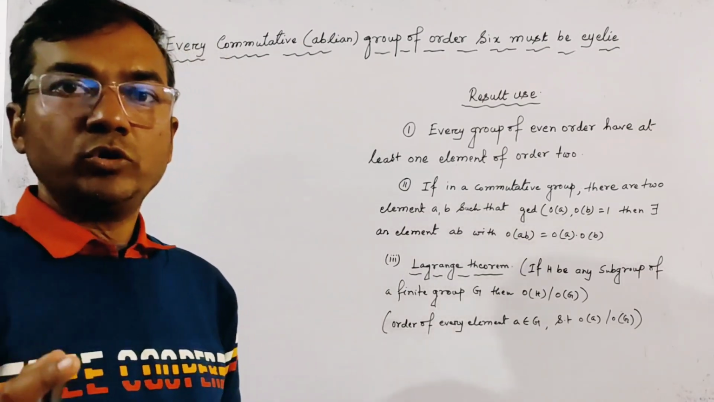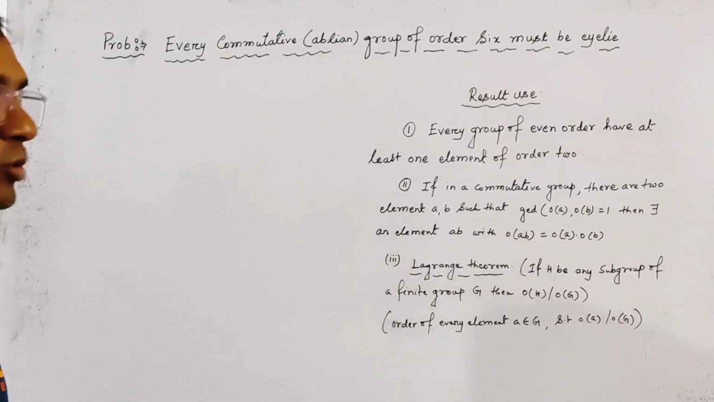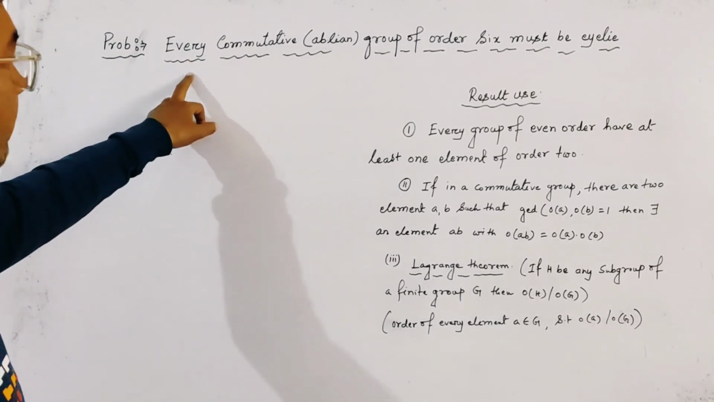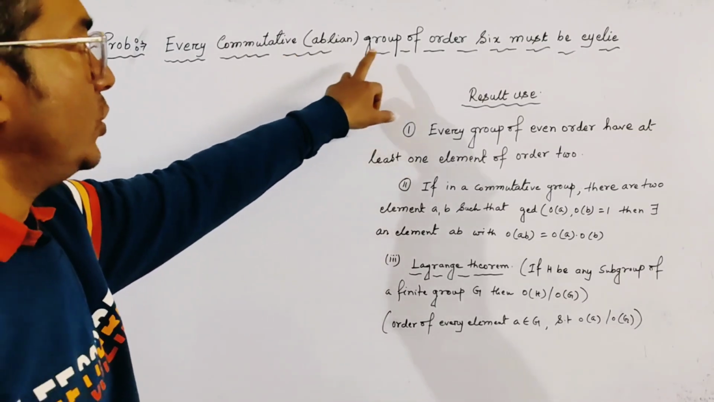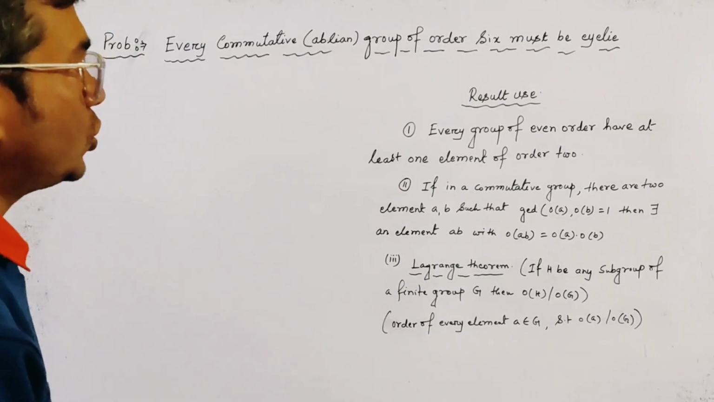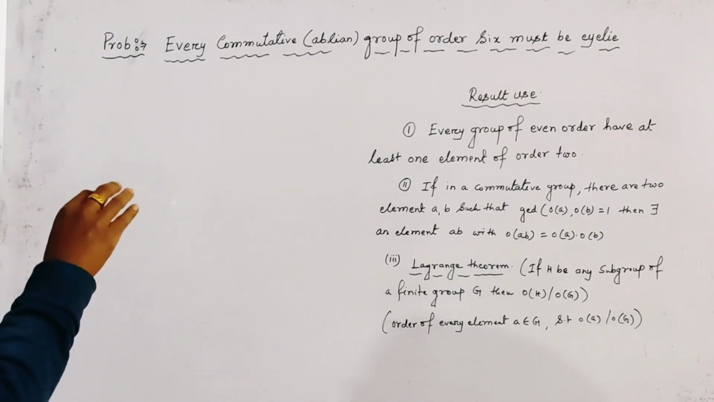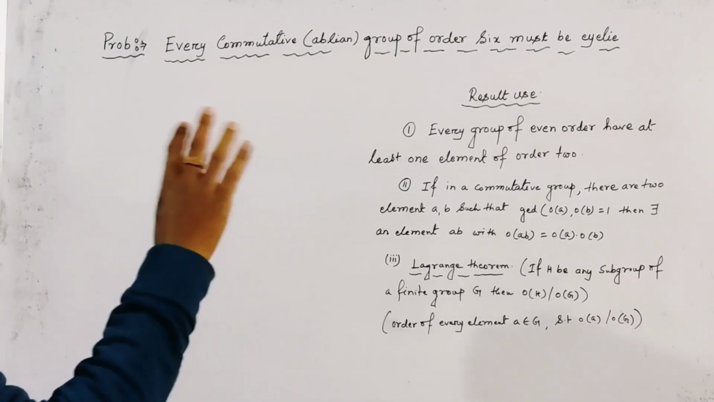Today we are going to discuss the solution of an important problem of group theory. The problem is: every commutative group, known as an abelian group, of order 6 must be cyclic. So we have to prove that any abelian group of order 6 must be a cyclic group.